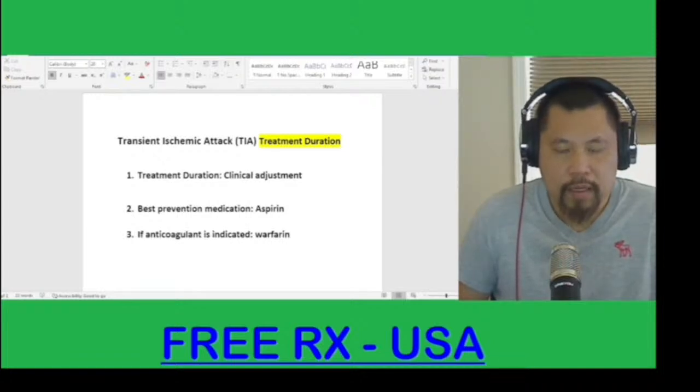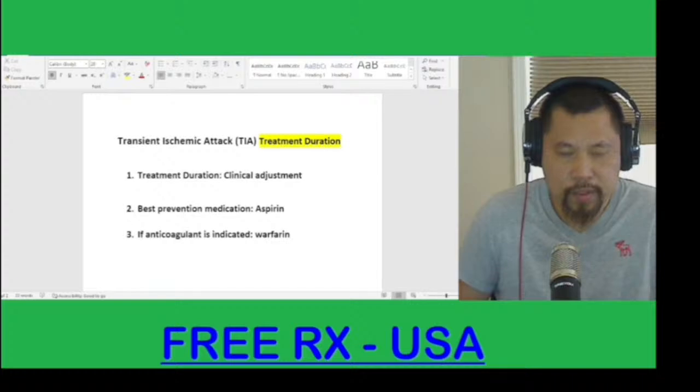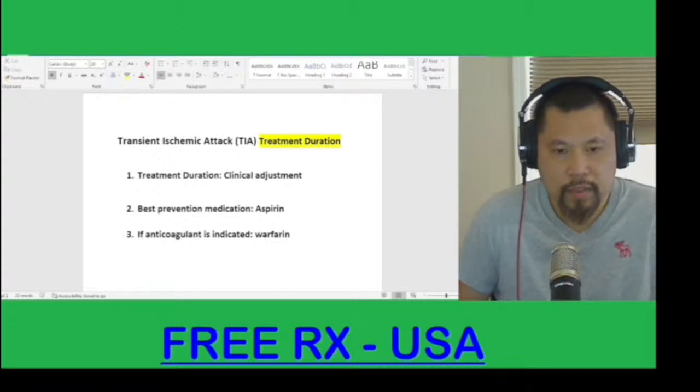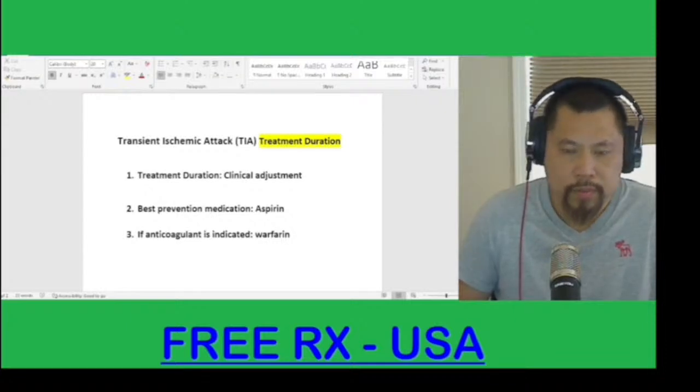For some people, to prevent another attack, you have to take warfarin to make it safe from another TIA or any stroke.